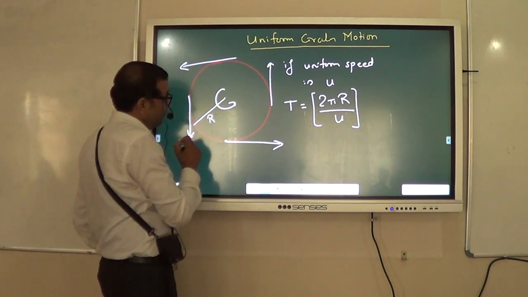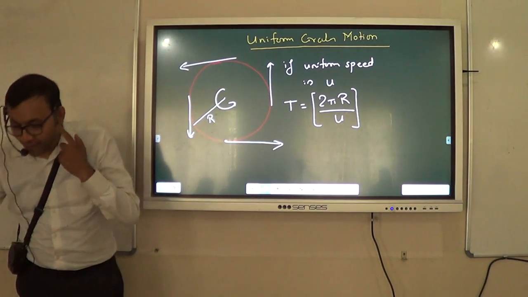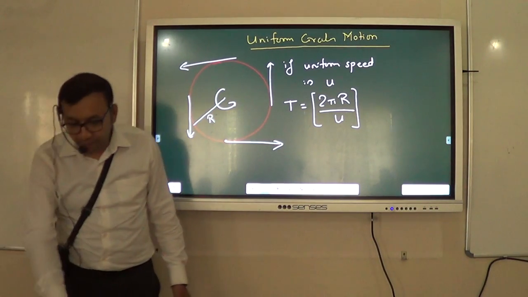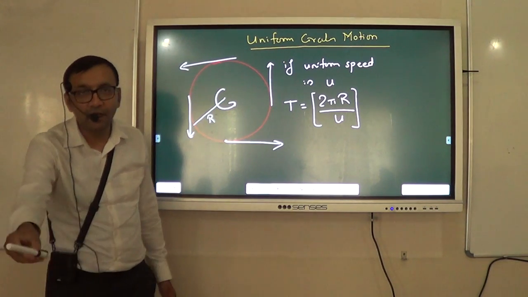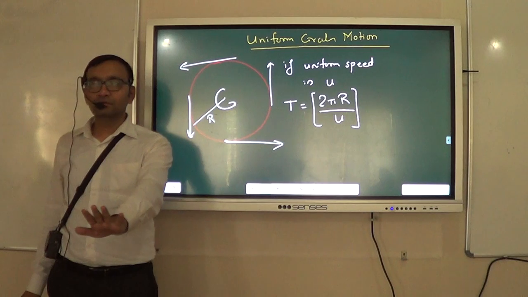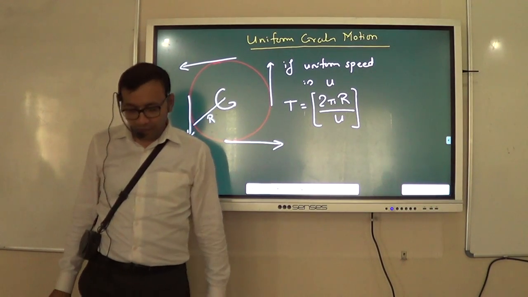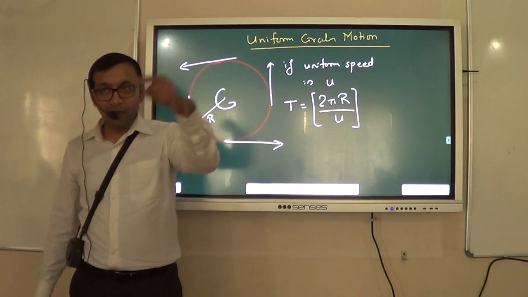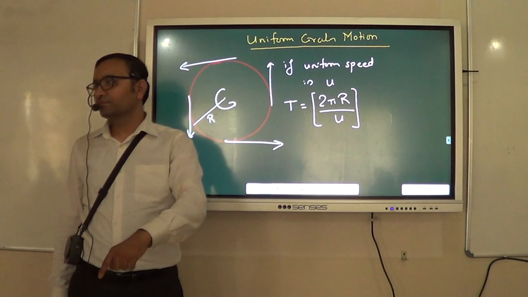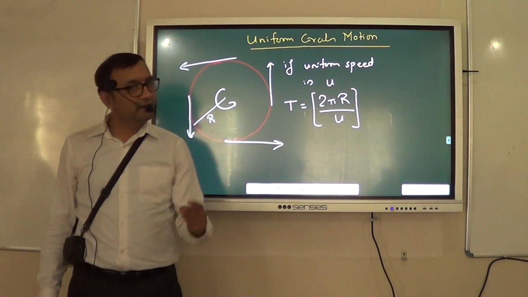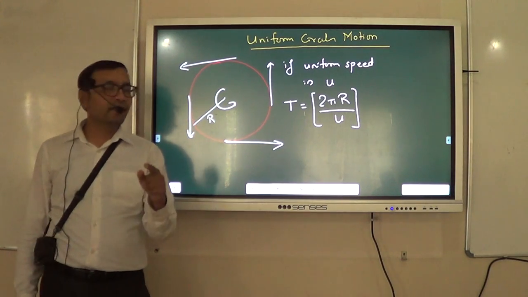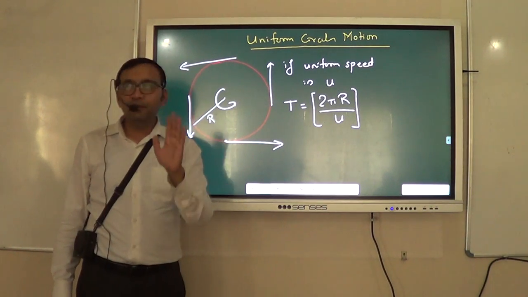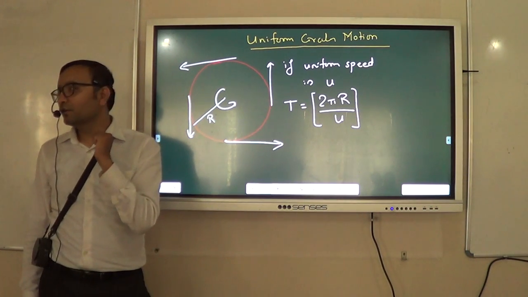I'll tell you one more example. Suppose a ball is traveling like that. If you have to make sure that the ball turns with the same speed here, you need to apply a force, you need to kick it. The speed is unchanged, but the direction is changed. So you are applying force, and if you are applying force, there is an acceleration. Acceleration will be there even if there is only a change in direction. Getting it?